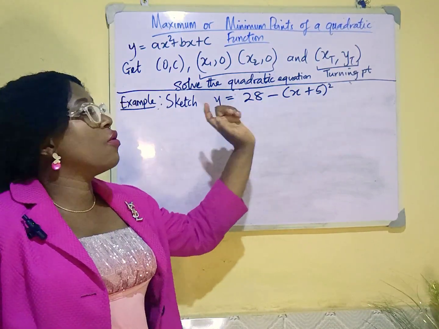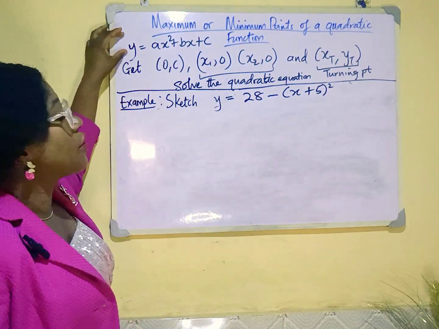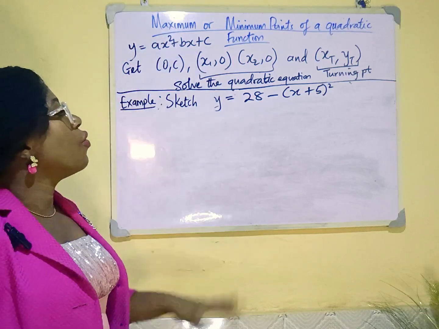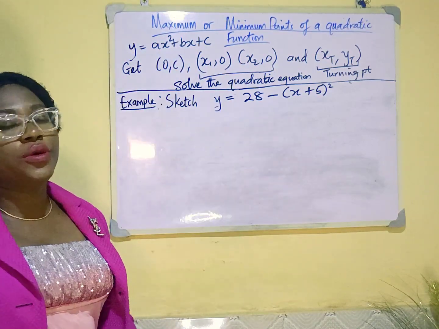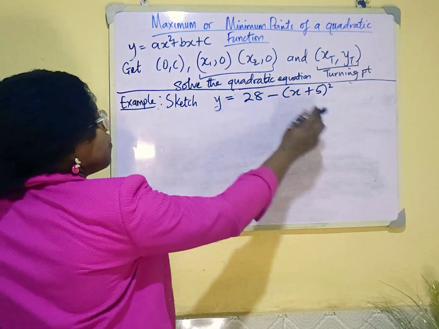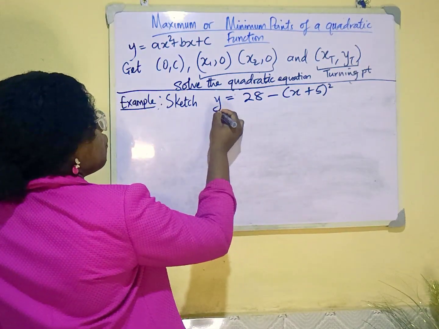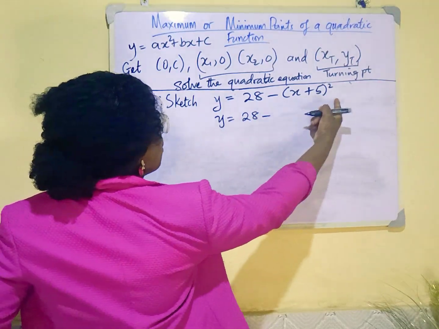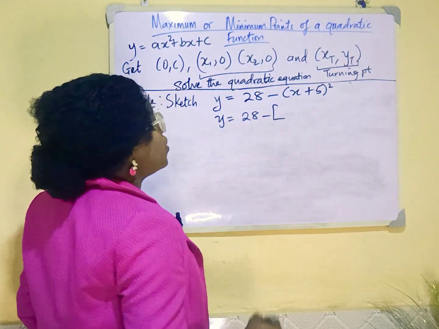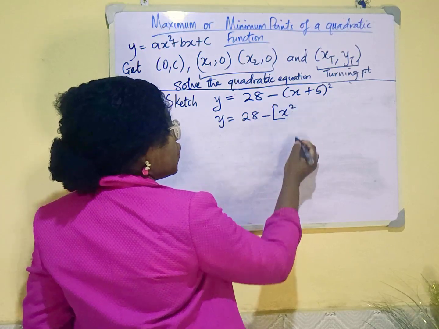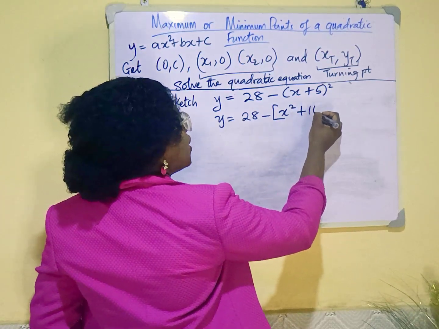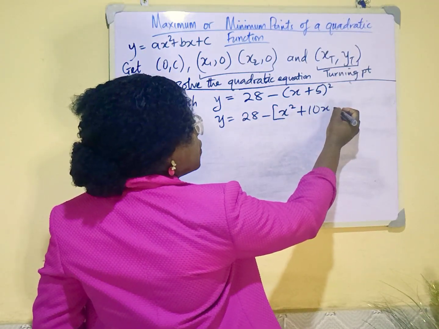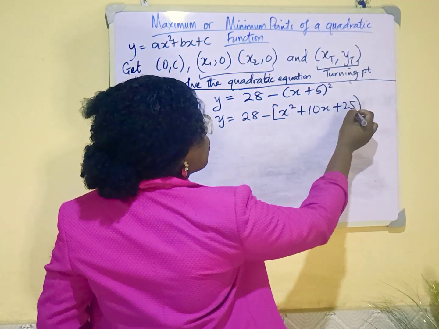This is not in the quadratic form, y is equal to ax squared plus bx plus c. So we need to put it in that form. How do we do this? We need to simplify this to the barest minimum. If y is equal to this, then y is equal to 28 minus, I'm going to open this bracket, and then I'll be getting x squared plus 10x plus 25, because that's 5 squared.